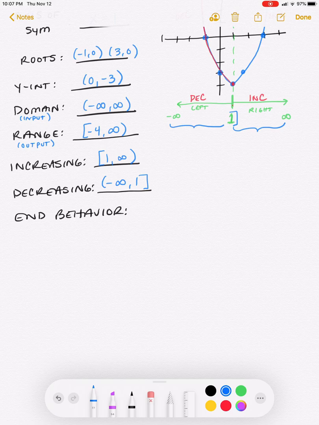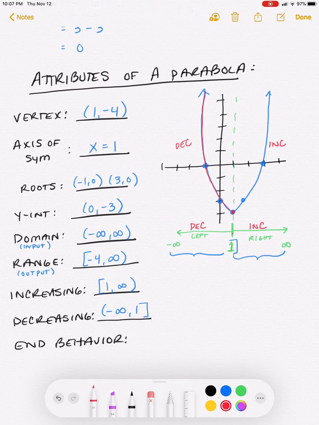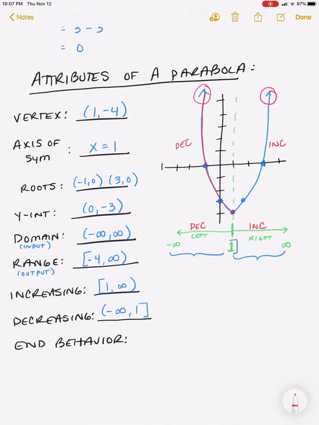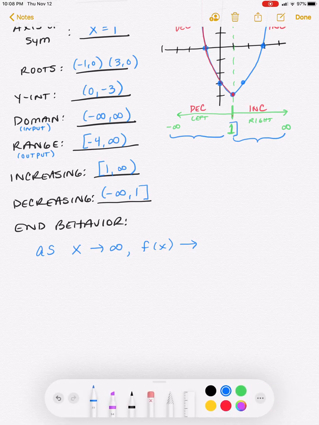So the last thing is going to be end behavior. And what we do for end behavior is we basically describe what the ends of the graph are doing. The best way to describe this is we're going to write x goes to infinity. Okay, and what we're going to do is describe what the f of x values are doing. So let's just talk about that notation for a second. When I make this arrow, it basically means approaches.